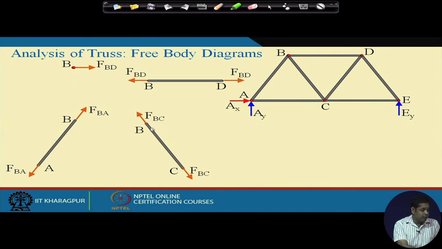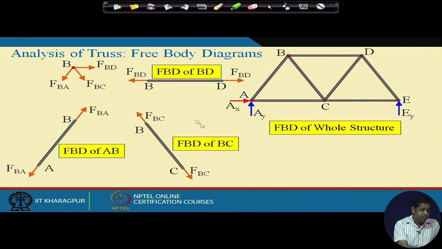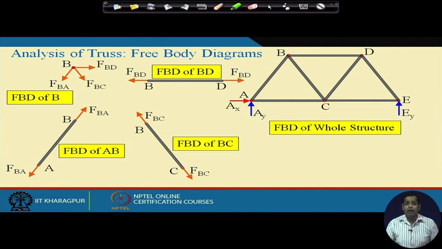Similarly, from BC there will be a force, and it will be in the opposite direction to the one we showed for member BC. And similarly, the force from member BA to this joint will be FBA. Now, when these three members are connected with this joint, this force will balance this, this force will balance this, and this force will balance this, and the entire joint will be in equilibrium, right. This is the free body diagram of the whole structure, then these are the free body diagrams of the members, and this is the free body diagram of joint B.